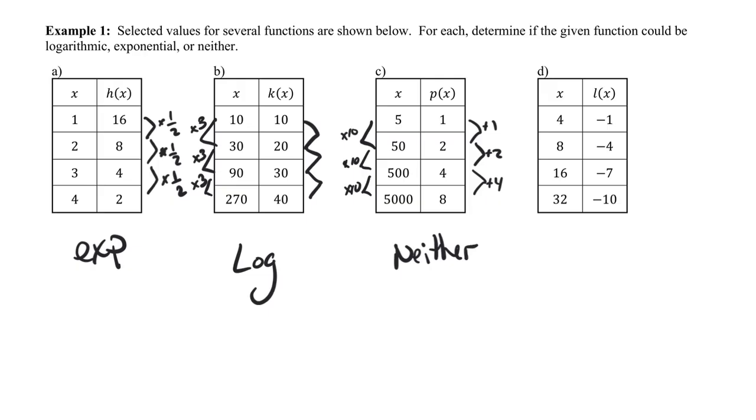Let's look at D. Multiplied by 2, multiplied by 2, multiplied by 2. And the other side, subtract 3, subtract 3, subtract 3. The y's stayed the same. They're equally apart. The x's are multiplied by the same thing over. This is a logarithmic.